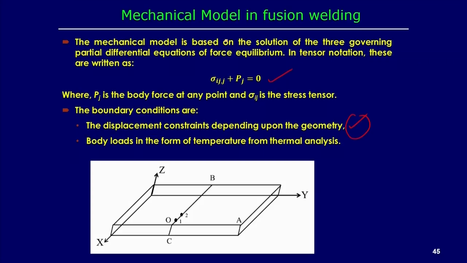Here normally we create a geometry and define this, and within the geometry, depending upon the practical welding condition, we can put the displacement constraint. That means somewhere we are putting the clamp, and therefore we need to put the displacement constraint. Maybe depending upon the direction, we put the displacement 0 in that specific direction, or maybe on the symmetric surface.